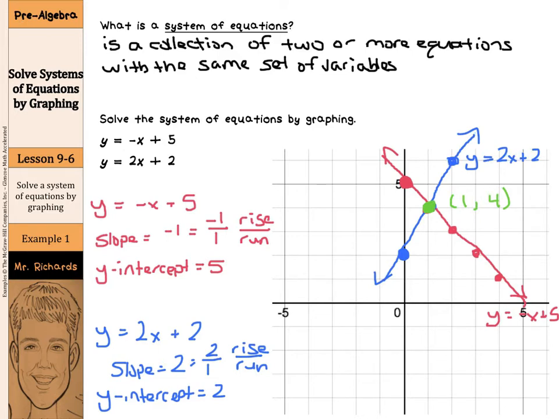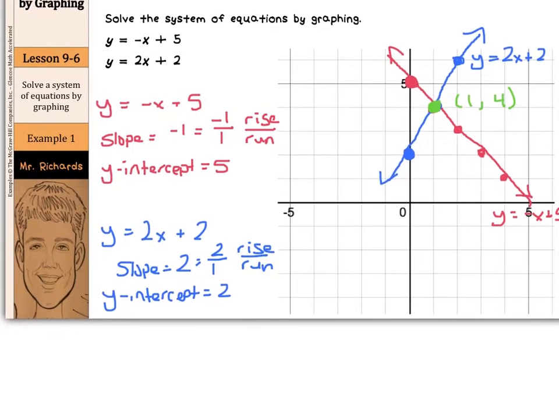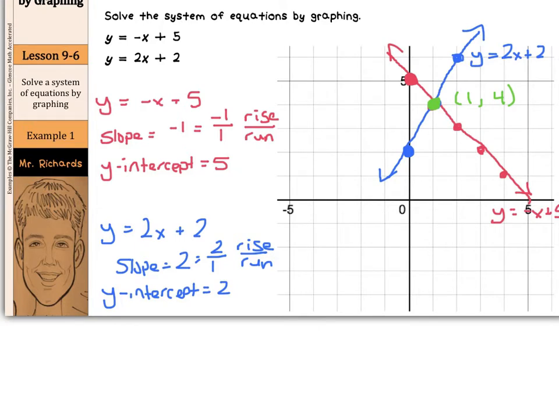Now it is possible to check these as well. What I can do is go, all right, my first equation was y equals negative x plus 5. Well, if my answer is 1, 4, then what I can do is put in 4 for the y and 1 for the x and solve. What do we end up with? 4 equals negative 1 plus 5 is 4. So it works for that equation.